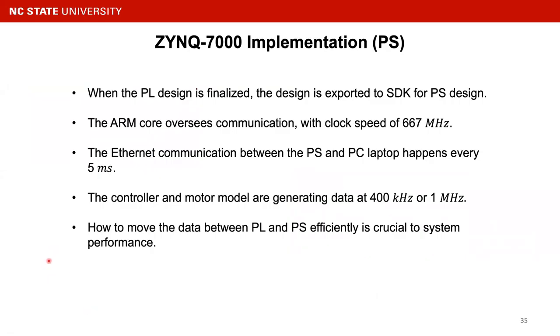So now let's look at the PL side implementation. When the PL design is finalized, the design is exported to the SDK for PS design. The ARM core oversees communication with a clock speed of 667 megahertz. The Ethernet communication between the PS and the PC laptop happens every 5 milliseconds. And the controller and motor model are generating data at 400 kilohertz or 1 megahertz. So how to move the data between PL and PS efficiently is crucial to our system performance.